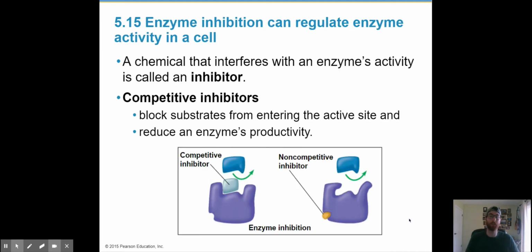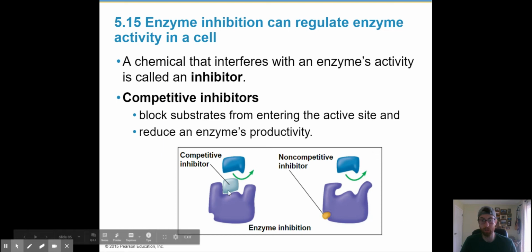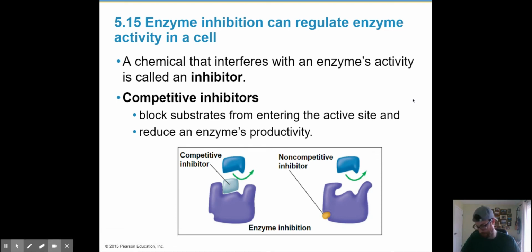So inhibitors are molecules that can inhibit the enzyme's ability to do its job. That has kind of a negative connotation because sometimes we don't want the enzyme to do its job. So these come in essentially two categories: competitive and non-competitive inhibition. Competitive inhibitors are going to compete with the substrate. So here's the inhibitor, it's competing with this substrate. It's blocking the active site, and therefore it's not enabling the reaction to take place.